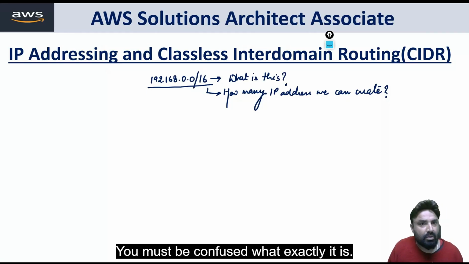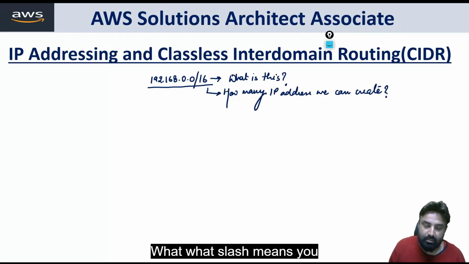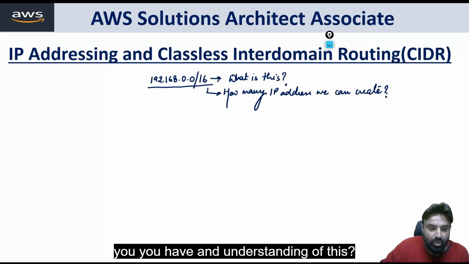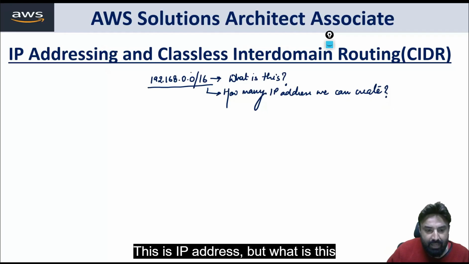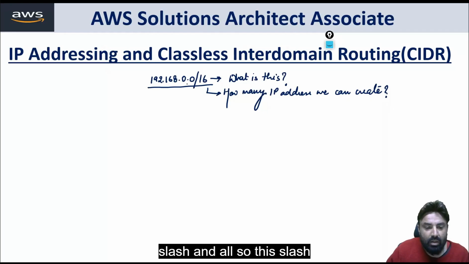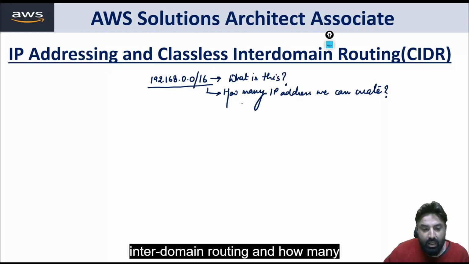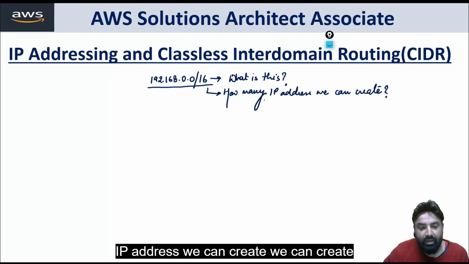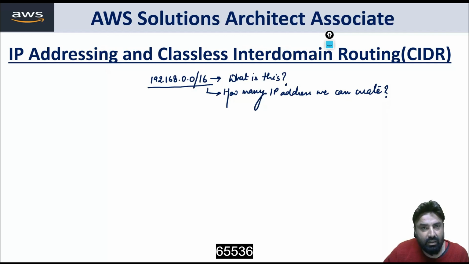If you don't know, you must be confused about what exactly it is, what the slash means. This is an IP address, but what is this slash? This slash represents CIDR. This is called CIDR, classless inter-domain routing. And how many IP addresses can we create? We can create 65,536 IPs.